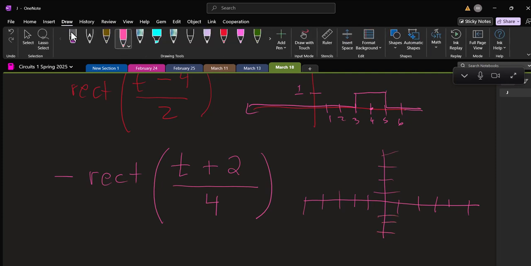Okay, so this one is negative, so it'll be below the axis. Did you get a chance to try it yet? So where is it centered? It's actually centered at -2, so centered at -2. And it has width 4, so it goes over to 0 and over to -4. And then it's negative, so it looks like that.